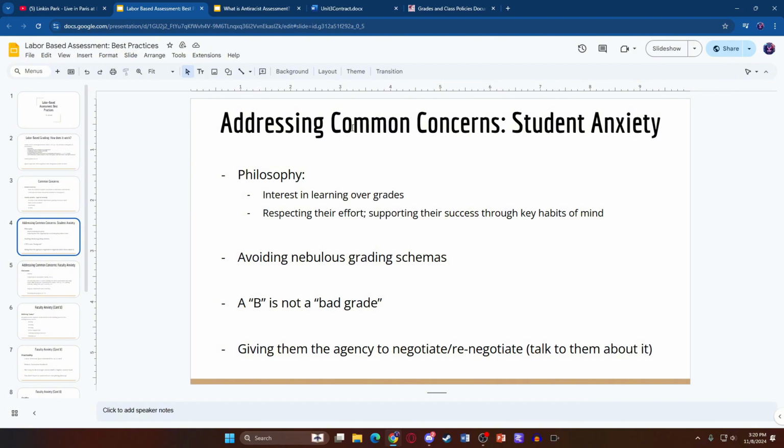And then again, giving them the agency to negotiate and renegotiate. If you have students who have reservations about this grading system on day one, you might give them a chance to actually write about it. Turn it into a free write. Ask them to share what their anxieties are and then talk through it as a class. And usually when students feel like their concerns are being acknowledged and heard, they'll be a little bit more willing to take the journey with you, at least in my experience.